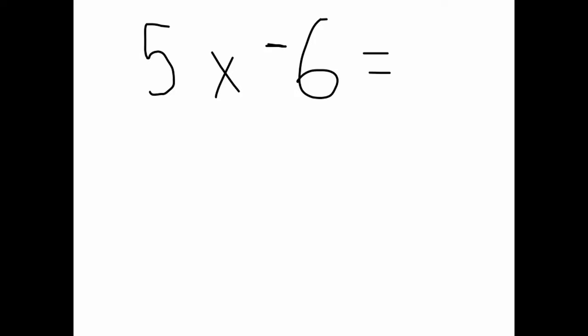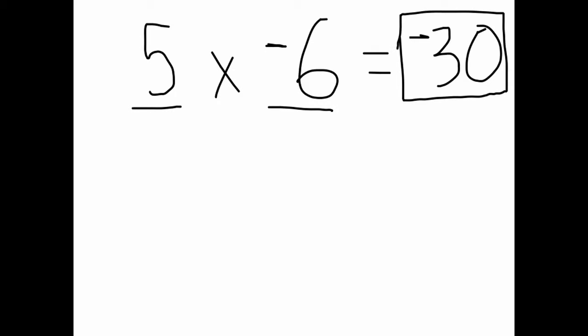Let's do another one. Let's say I had 5 times negative 6. Well, I know that 5 times 6 is going to give me 30, and since my signs are different here, and I know that because my 5 is positive and my 6 is negative, then my answer is going to also be negative. Let's look at division.